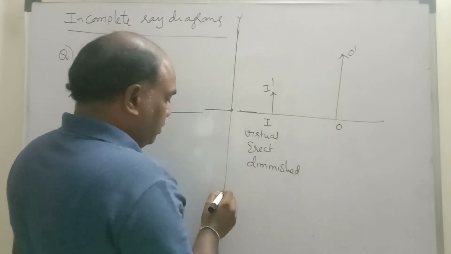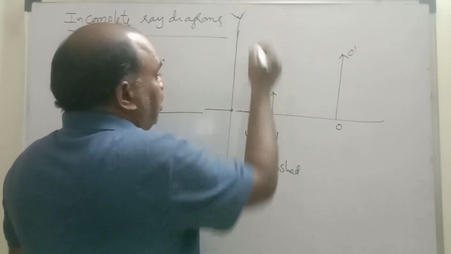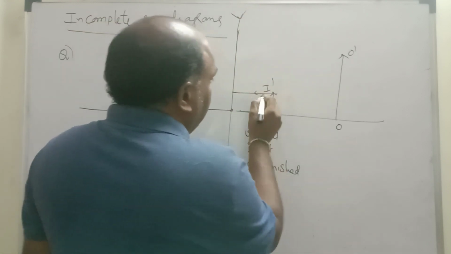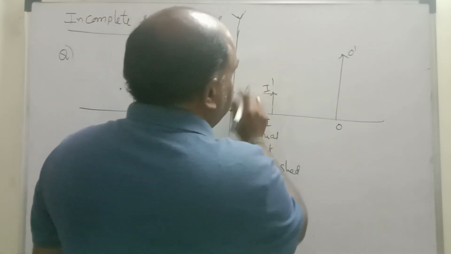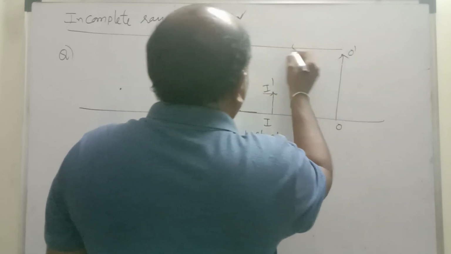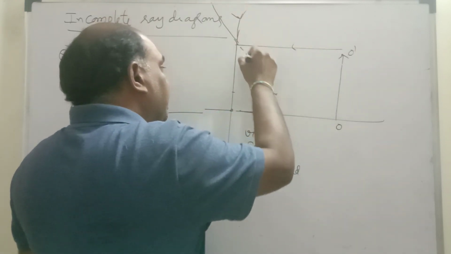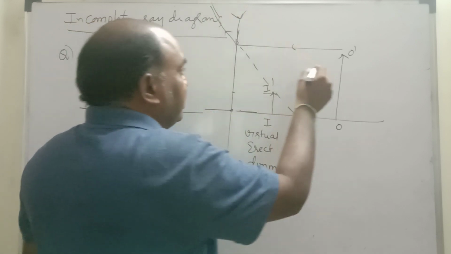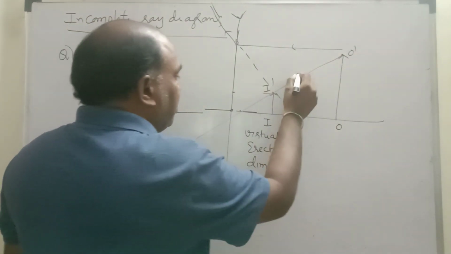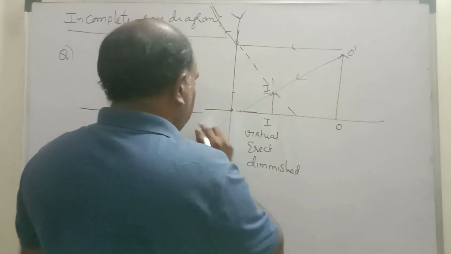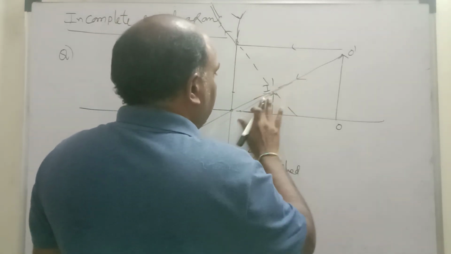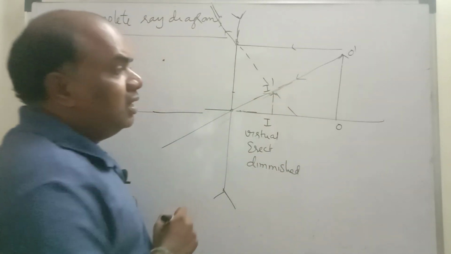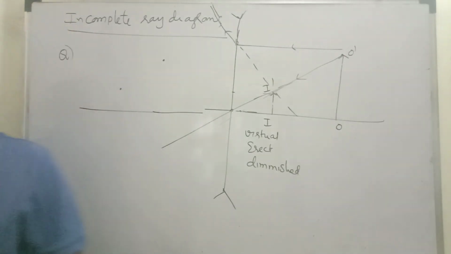Biconcave lens. Parallel ray. Sorry, this is object now. Parallel ray diverges and seems to meet like this. One more incident ray going from optic center. So this is what, virtual, erect, diminished image. Very important, children, note down.